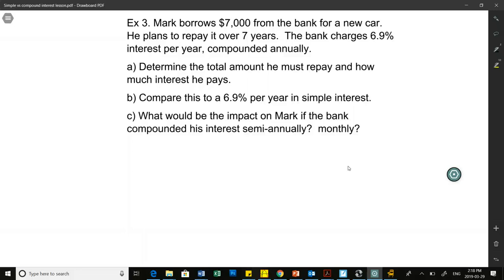Okay, do we need a break or do we want to finish? This is the last thing. Okay, focus, Karen. Focus, focus. Okay, so Mark is going to borrow $7,000 from the bank for a new car. He plans to repay it over 7 years. The bank charges 6.9% interest per year, compounded annually. Okay, this is what we did yesterday, right? Compounded annually.